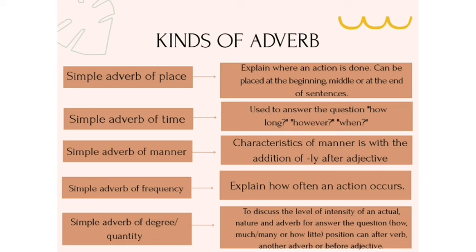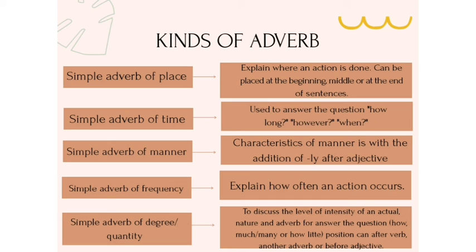The second is simple adverb of time, to show when the action or event occurs. Its function is to answer questions such as how long, how often, and when. There are two types of adverb of time. The first is adverb of definite time, placed at the beginning or end of the sentence, such as today, Sunday, in the morning. And the last is adverb of indefinite time, placed before the basic verb, after to be, or between helping verbs and main verbs, such as soon, sometimes, and before.